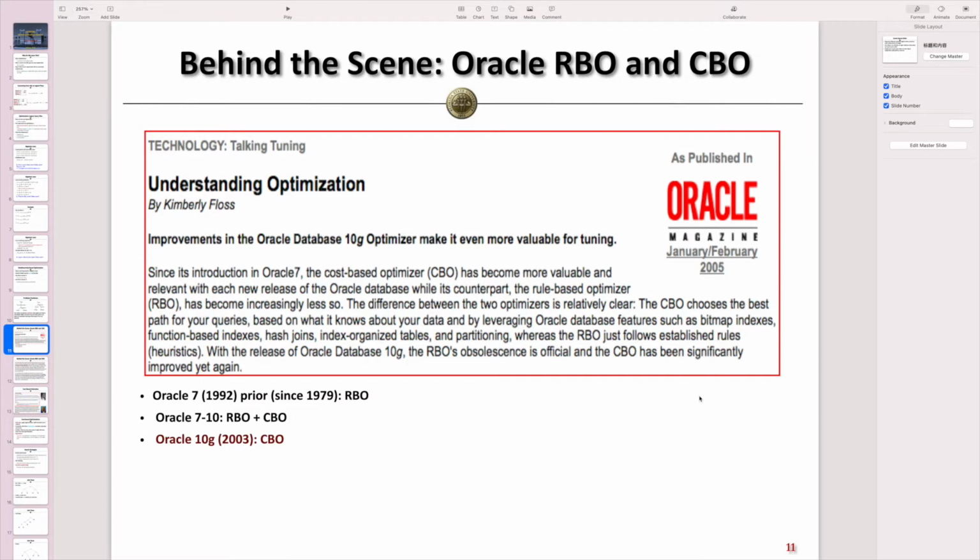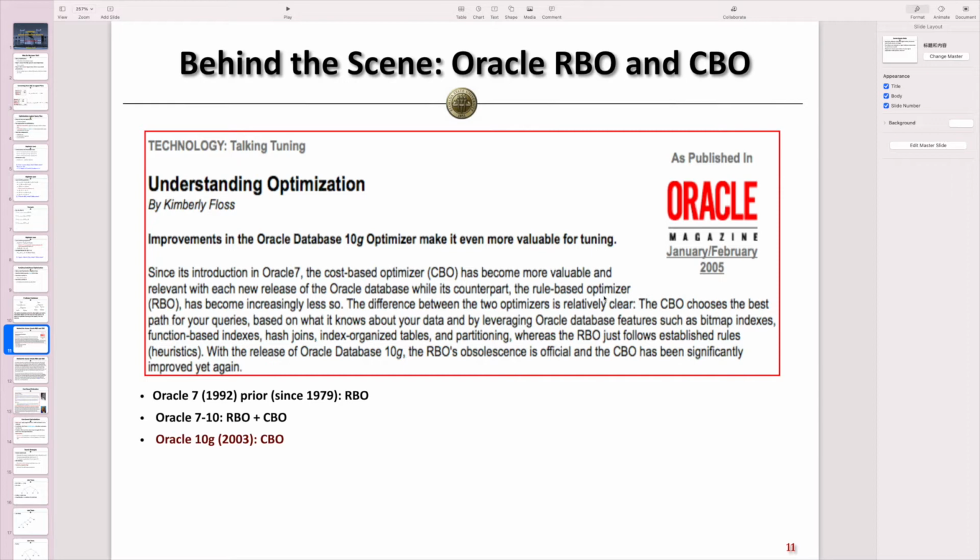Before we go to the next part on cost-based optimization as well as cost estimations, we need to introduce some background knowledge about the Oracle RBO and the Oracle CBO. CBO denotes a cost-based optimizer and RBO denotes a rule-based optimizer. So there are two different approaches for optimizing database queries.